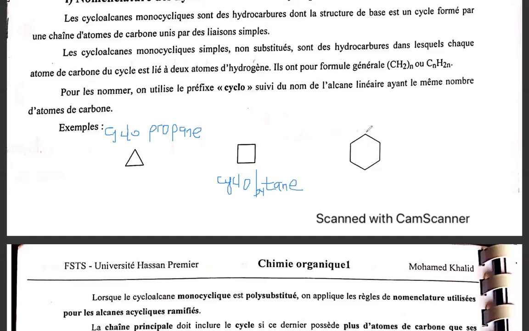Then this one is 1, 2, 3, 4, 5, 6. 6 steps. So 6. What do you call a hydrocarbon with 6 carbon atoms? Hexane, so cyclohexane. The ladies, is it clear? Very. Alhamdulillah. That's all with these tables, these diagrams you are seeing.